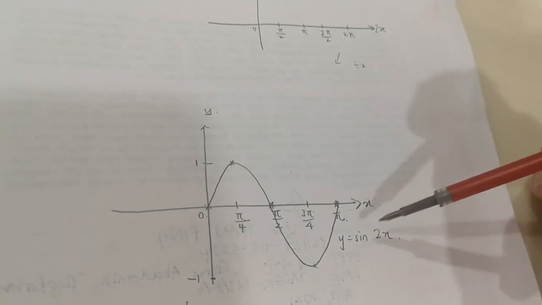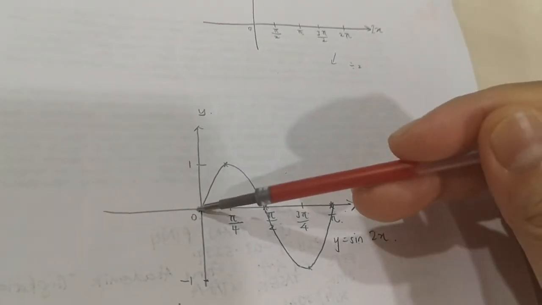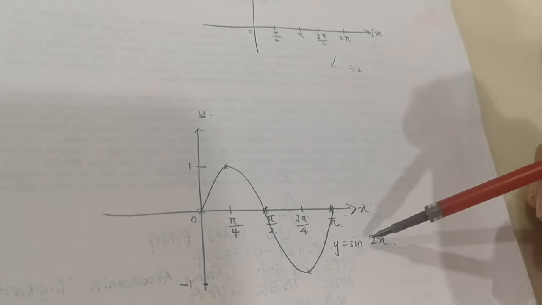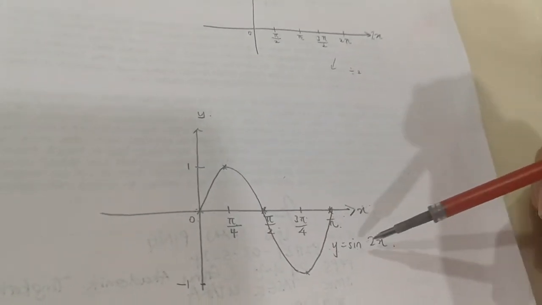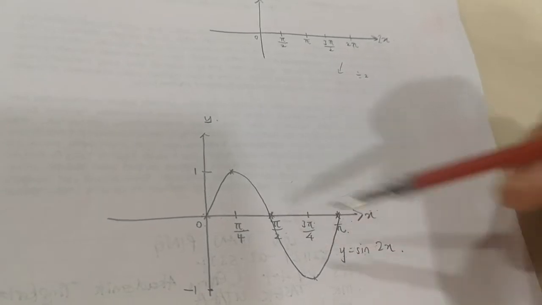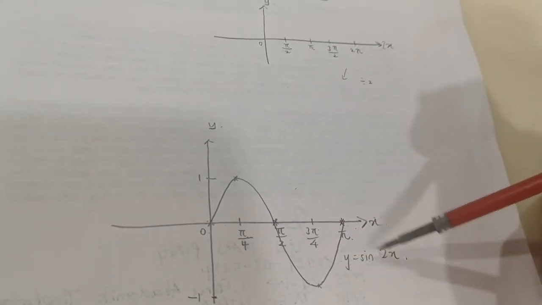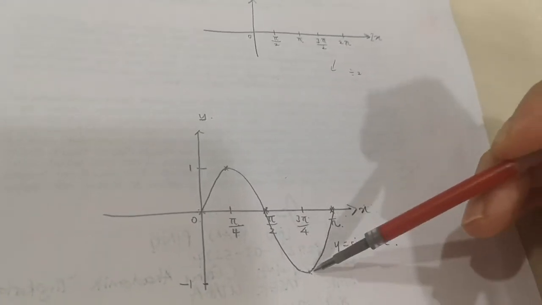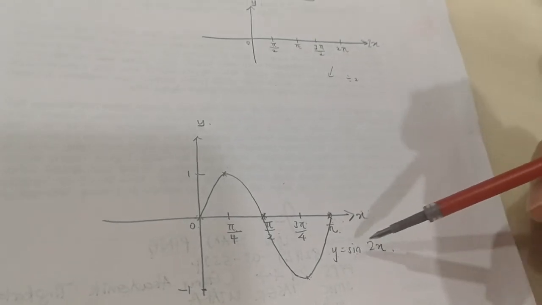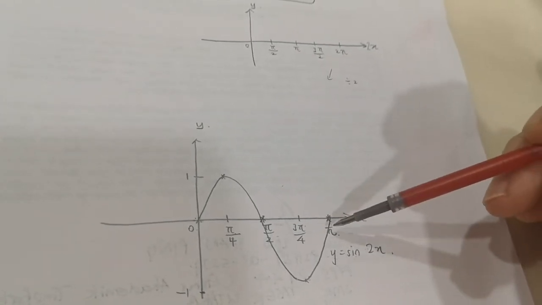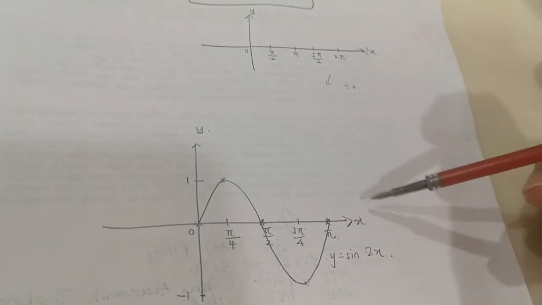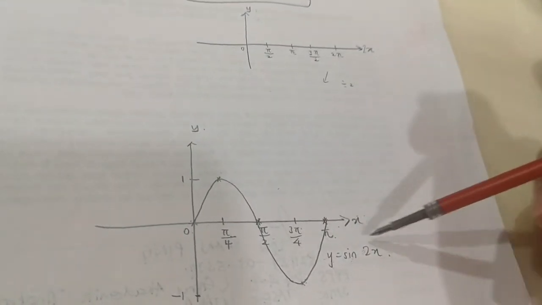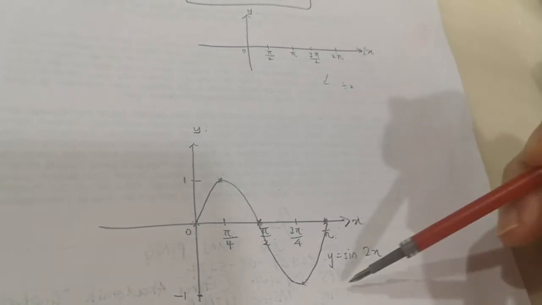y equal to sine 2 times 0, we get 0. y equal to sine 2 times pi over 4, you get 1. y equal to sine 2 times pi over 2, you get 0. y equal to sine 2 times 3 pi over 4, you get negative 1. y equal to sine 2 times pi, you get 0. So you just join all the line. Make sure you label x, label y, and label y equal to sine 2x.